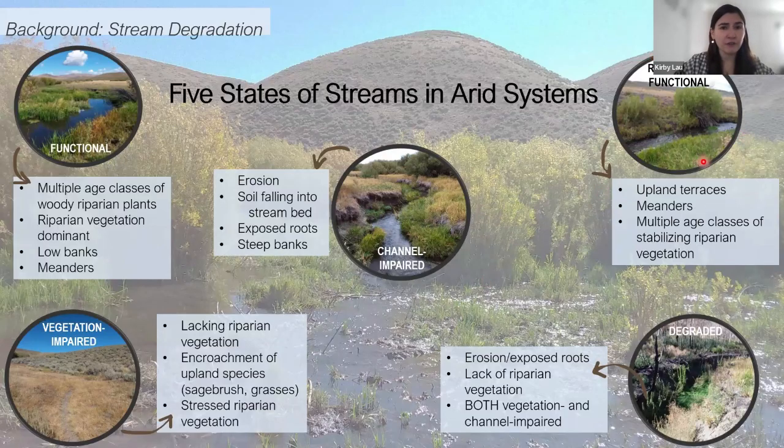And then for recovering functional streams, you'll notice upland terraces. So you'll see upland areas outside of the floodplain or on the edge of the floodplain with upland vegetation covering them. You also see meanders and multiple age classes of stabilizing riparian vegetation. So this is starting to recover, but it's not quite there yet. And then finally, for a degraded reach or a stream, you'll see exposed roots and erosion and a lack of riparian vegetation. So you're noticing qualities of both channel impairment and vegetation impairment together. And that is what you'll see in a degraded reach.